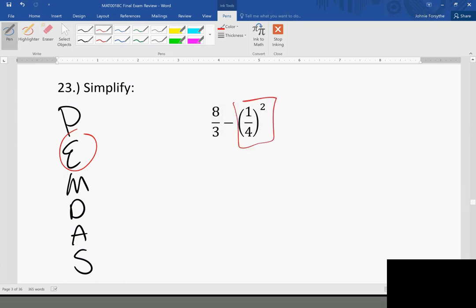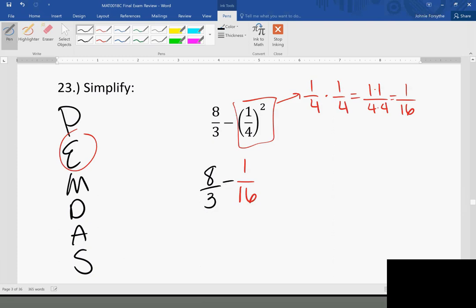So 1/4 squared is the same thing as 1/4 times 1/4, which will be 1 times 1 over 4 times 4, which would equal 1 over 16. So 1/4 squared equals 1 over 16. So I'm going to bring down the 8 over 3 minus 1 over 16. And so now I want to get common denominators so I can subtract these fractions. So I have 3 and 16.